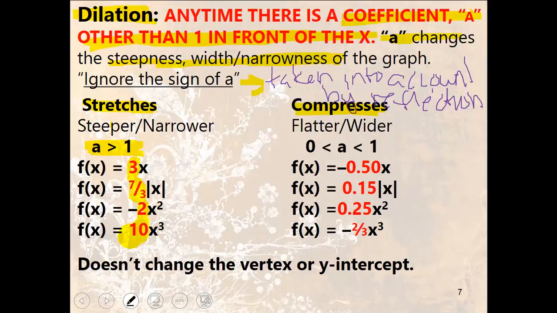A compression is something that's flatter or wider, and that happens when our a values are between 0 and 1. So notice that I don't pay attention to the sign. I'm just worried about the value in front of it, okay? 0.5, that's less than 1. 0.15, that's less than 1. 0.25, that's less than 1. 2/3, that's less than 1, okay?